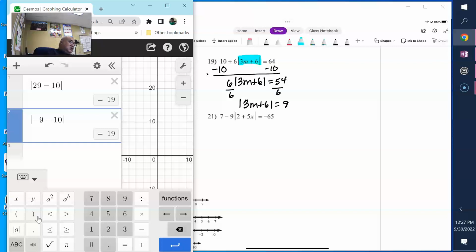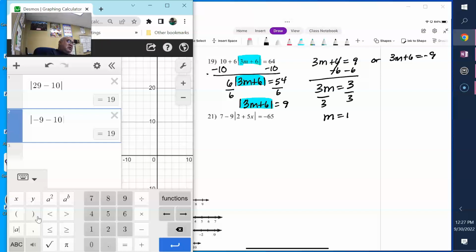So ultimately, you just want the absolute value. That's all you want. So what you're going to have to do now, you have 3m plus 6 equals 9, which a lot of people forget, or 3m plus 6 equals negative 9. You subtract 6, subtract 6. So you have 3m equals 3, divided by 3. So the first possible answer is 1.